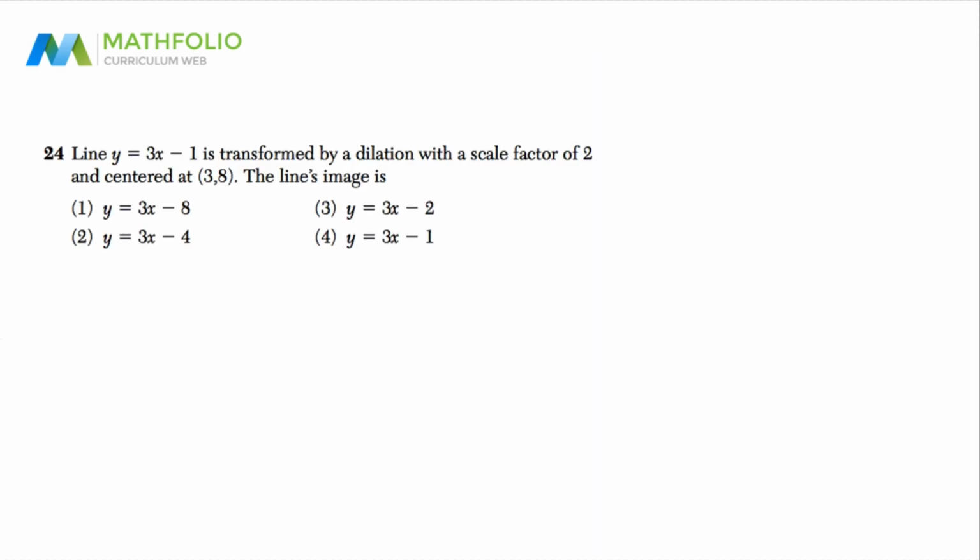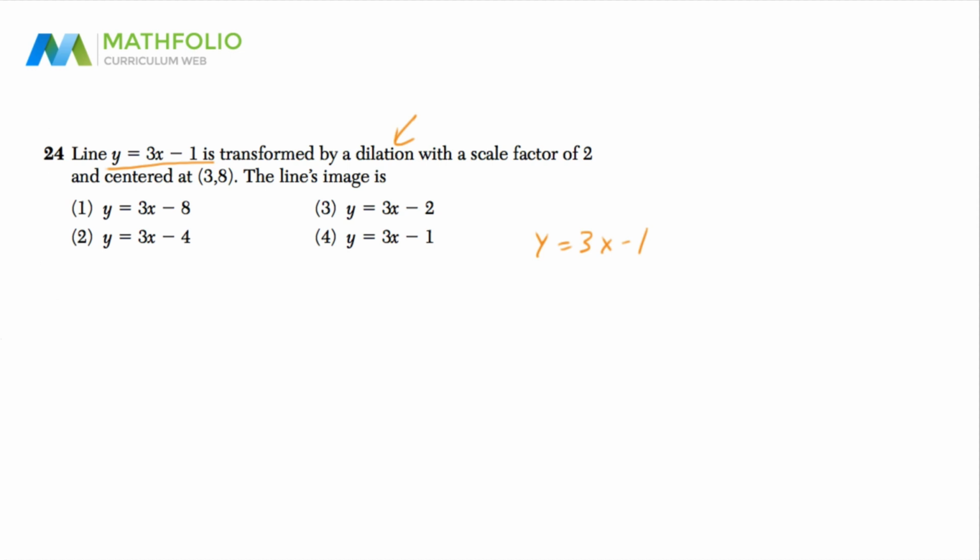Okay, now 24, this is the last question from the multiple choice. It tells us a line. It says it's transformed by a dilation with a scale factor of 2. So here's a shortcut. If you're given this line, 3x minus 1, and you perform a dilation on it, if it was centered at the origin, then the slope would stay the same and everything else would increase by a factor of 2. But I'm also noticing that the dilation with a scale factor of 2 is centered at 3,8. Just got to be a little careful here.